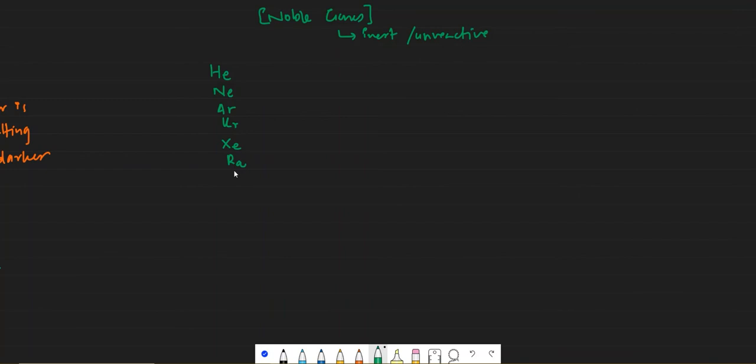Other than that, all of the elemental gases, which means hydrogen, nitrogen, which have only one element, are diatomic, except for noble gases.